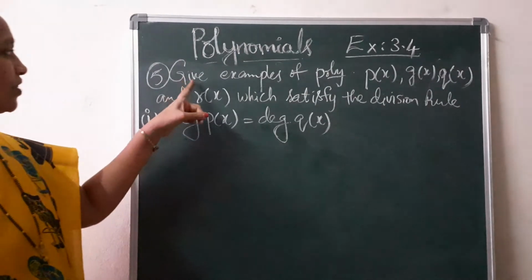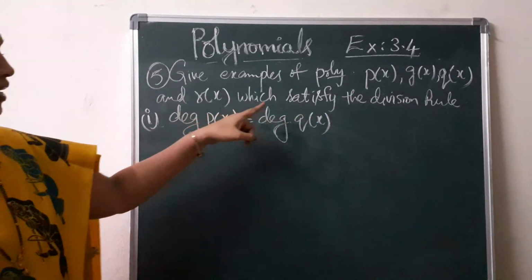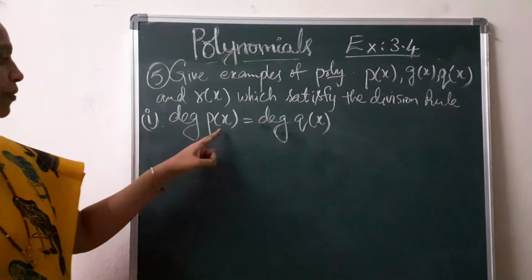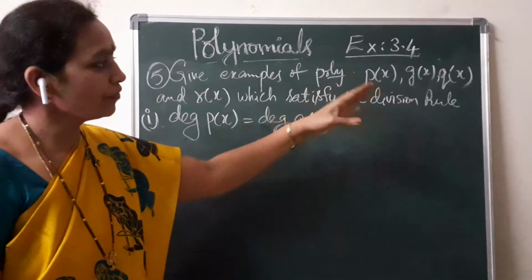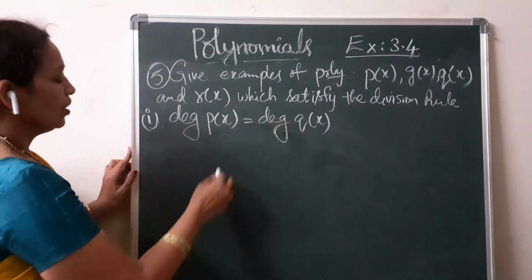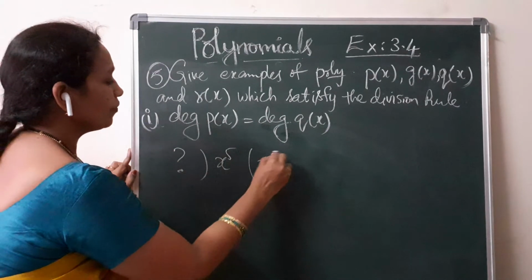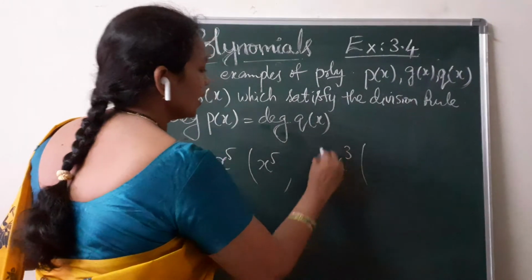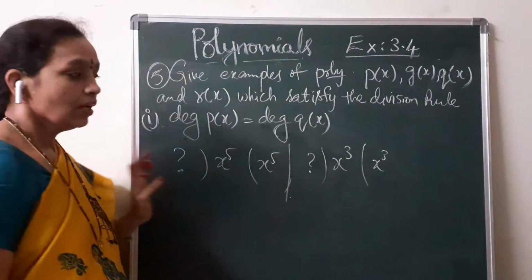Next, fifth question. Give examples of polynomial p of x, g of x, q of x and r of x which satisfies the division algorithm or division rule. So first bit is degree of p of x is equal to degree of q of x. So you have to identify p of x, g of x, q of x and r of x such that it will satisfy this condition. So that means suppose fifth degree polynomial is divided by what? You have to get fifth degree polynomial as the answer. Like that only, if x cube, third degree polynomial divided by what? You have to get the third degree polynomial only as the quotient.